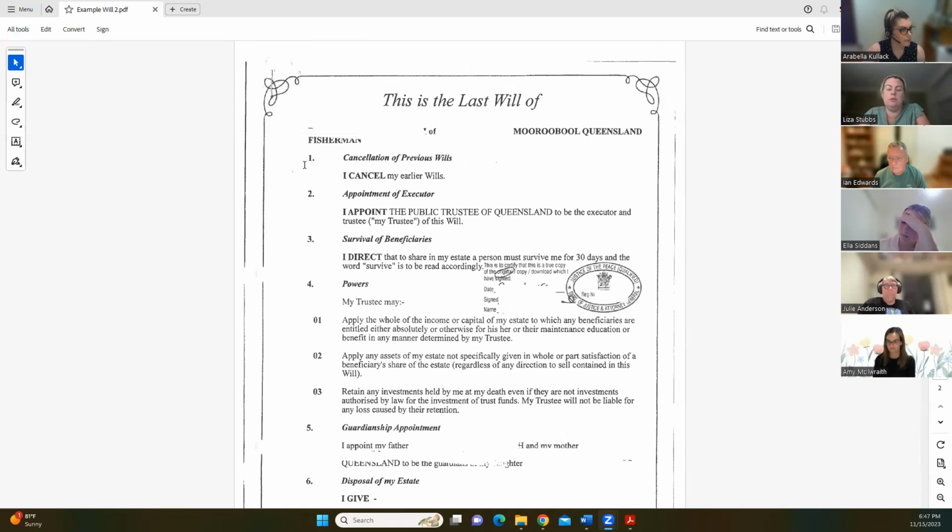So up here, clause 1, they refer to the cancellation of previous wills, but this is their revocation clause. So we're clearly saying I cancel my earlier wills. We move on at clause 2 to the appointment of executor. So in this case, the will maker has appointed the public trustee to be the executor of the will.